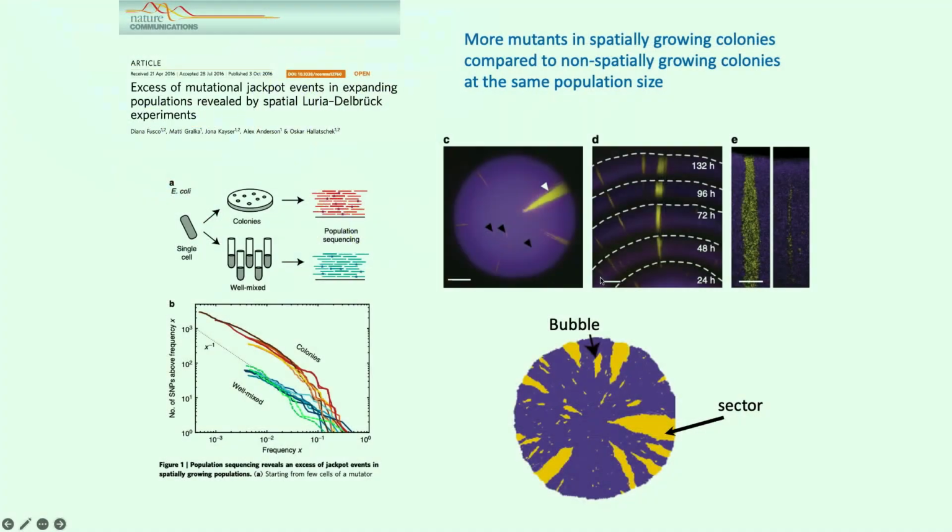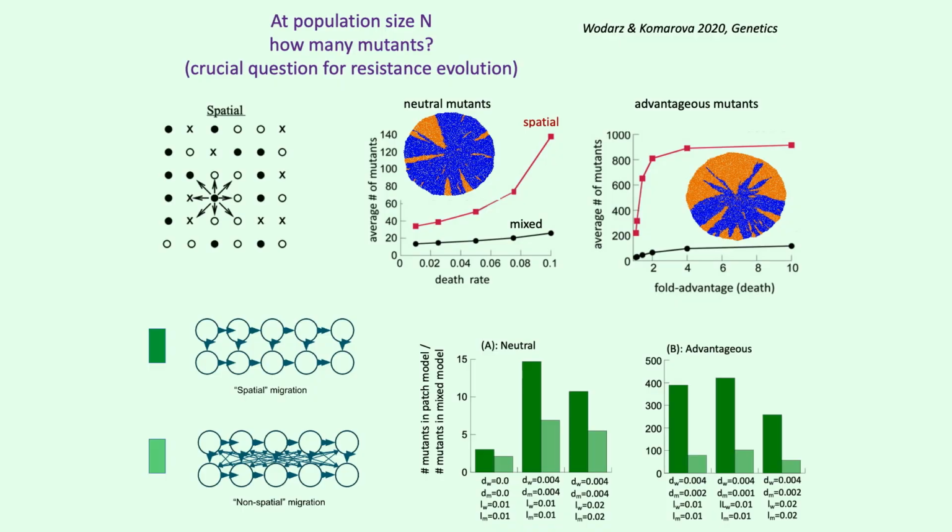And that is a very important result because it is very often interesting to estimate the mutant burden at a given size when you start treatment. If you want to know, for example, how many resistant mutants are already there, how long it will take to relapse, and so on. So this was a very nice study. We did some expansion of this study.